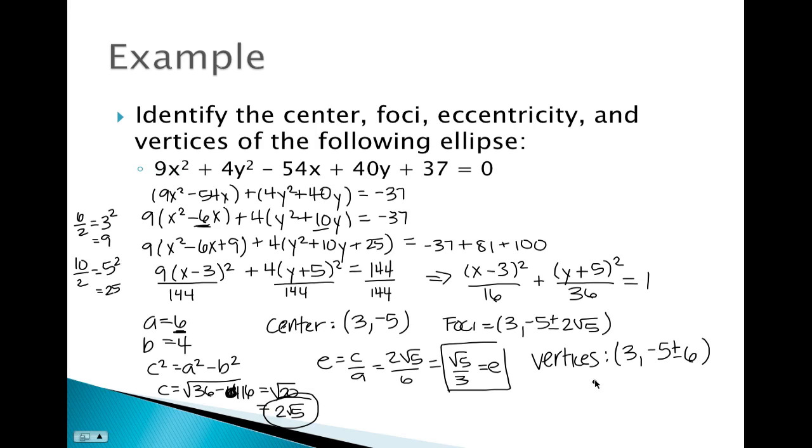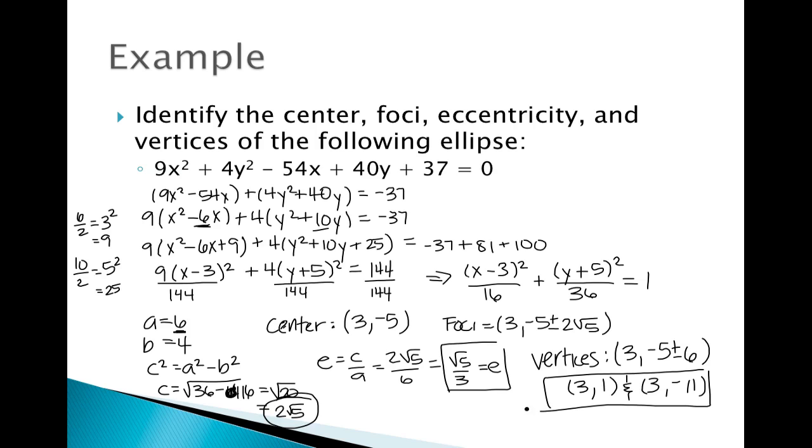But we could go ahead and simplify that to 2 different points. So we've got 3, and then negative 5 plus 6 is going to give you the point 1, and 3, and then negative 5 minus 6 is negative 11. So those are your vertices. So that is everything that it asked. We found all of the critical information that we needed to for this ellipse.